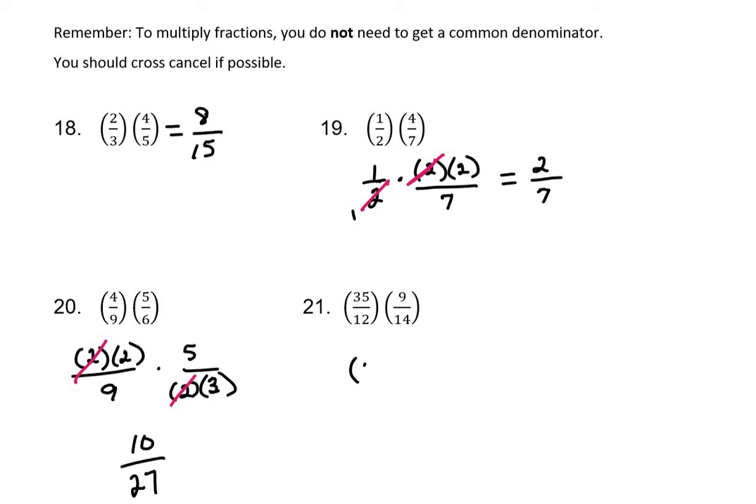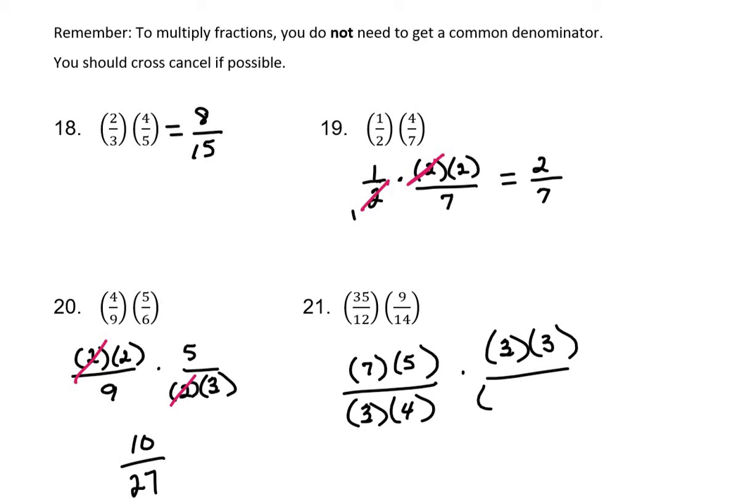So I can write 35 as 7 times 5. I can write 12 as 3 times 4. 9 I write as 3 times 3. And 14 I'm going to write as 7 times 2. So from here, I can cancel the 7s. I can cancel a pair of 3s. And then what's remaining doesn't cancel, so I can just multiply straight across and get 15 over 8.